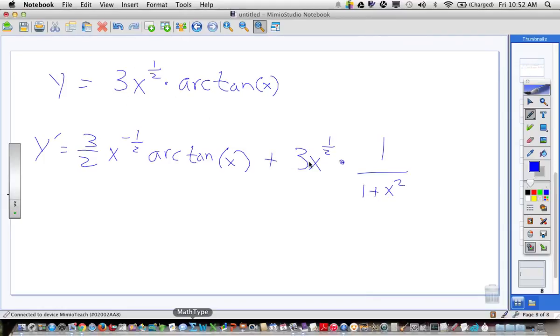3x to 1/2 left alone, and the derivative of arctangent, that's just our rule for arctangent. Didn't have anything on the inside other than x, so it's just that. There's no times of 1. You can say, well, what about the u prime? Well, the u prime is 1. All right, now let's look at one more on this website.